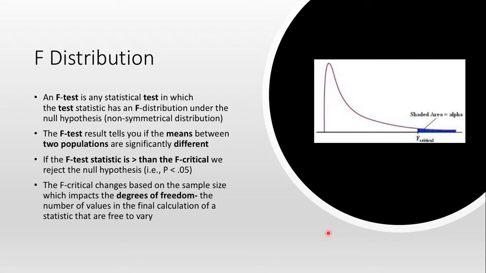So an F-test is what's used in a regression analysis, and it uses an F distribution, which you can see here. And it's non-symmetrical. And it tells you if the means between the two populations are significantly different. If it is significantly different, then we disprove our null hypothesis, or we reject it. And the F-critical is determined based on the sample size and also what's called the degrees of freedom. And these are the number of values in the final calculation that can vary.